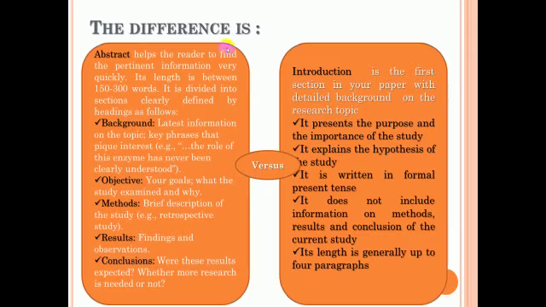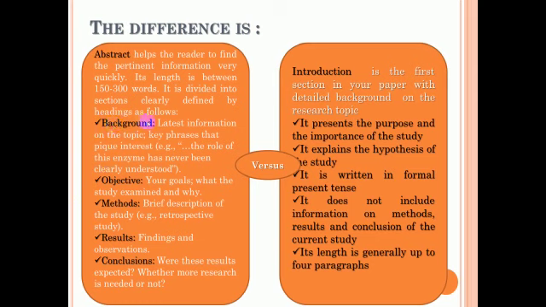Now we move to the difference. Here we have some points by which we can differentiate between what is meant by abstract and what is meant by introduction. The abstract, as we have already explained, helps the reader to find the pertinent information very quickly. Its length is between 150 to 300 words. It is divided into sections, clearly defined by headings, as follows.